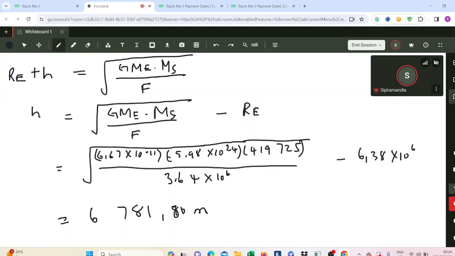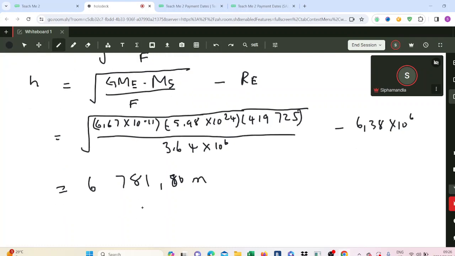Now this is in meters. Now they want kilometers, so I have to divide this by 1,000. So 6,781.80 divided by 1,000, I will have 6.79 kilometers. So this is the final answer. This is how you're going to solve this.